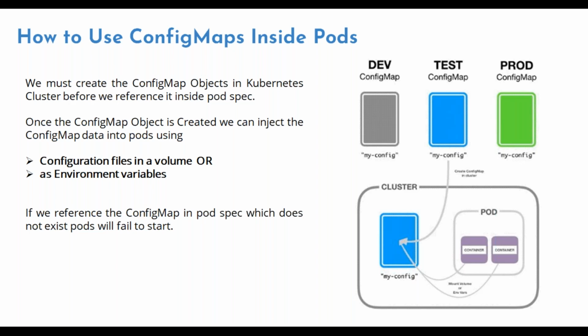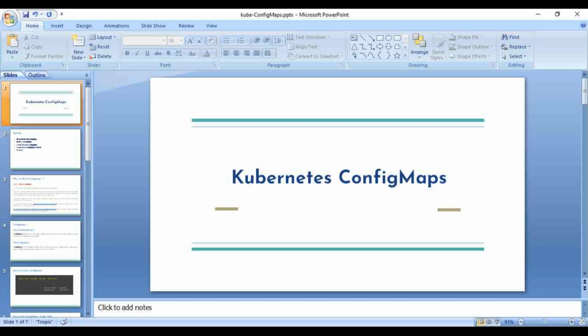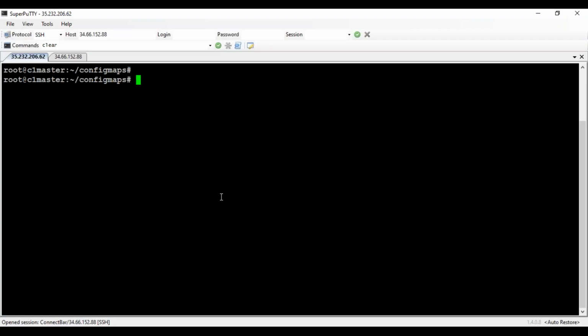Now with this understanding, let's jump onto a quick demo: how do we create these config maps in the Kubernetes cluster? We assume that before you start this, you must have an idea about the kubectl command line and how to create a pod, or what a pod is in Kubernetes.